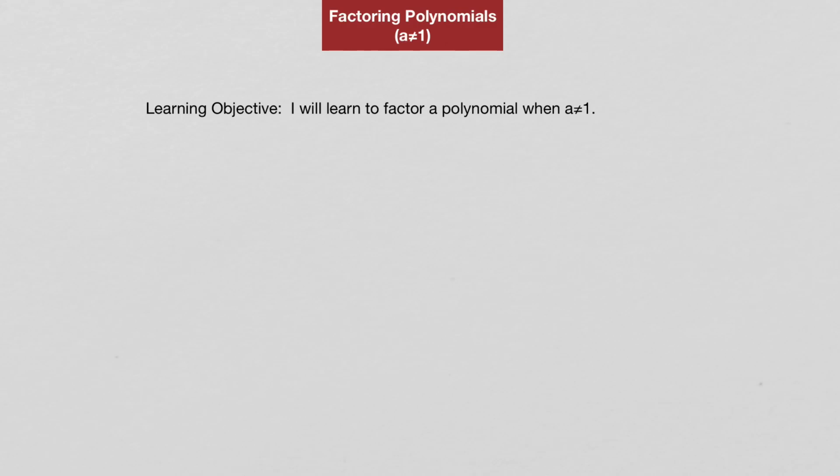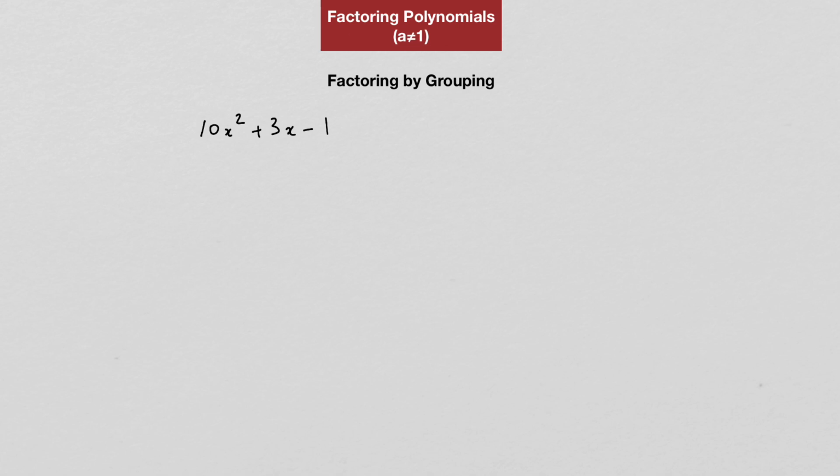Okay, class, in this lesson, we're going to learn to factor a polynomial, except this time we're going to look at quadratic trinomials where the leading coefficient is not equal to 1. So let's go ahead and get started with the first example. Here we have 10x squared plus 3x minus 1. And this is what I mean when a is not equal to 1. This leading coefficient is a 10. So we need a different technique to do this.